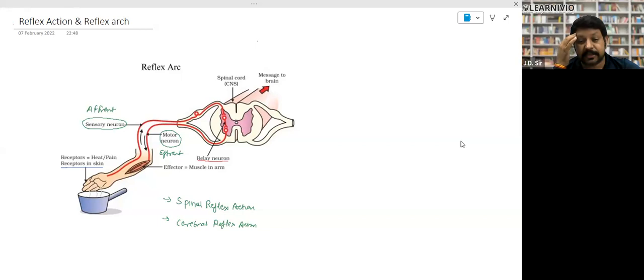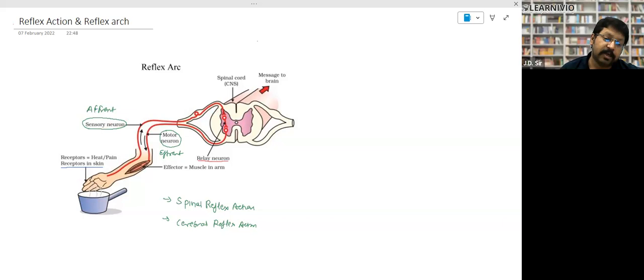So this is the transfer of the message through the spinal cord. Look, this person is touching a hot object. The skin has heat receptors. It will take this sense, and the sensory neuron or afferent neuron takes the message to the spinal cord. When the message reaches the spinal cord, there is very little time. The hand has to come back quickly, else it will get burned. So what will happen when it goes to the spinal cord?